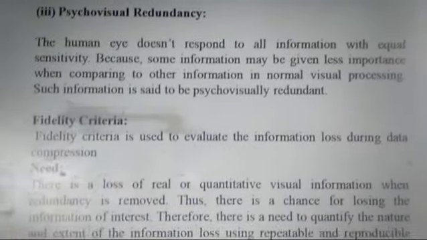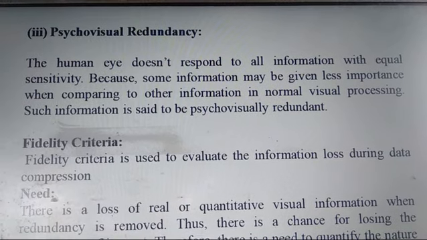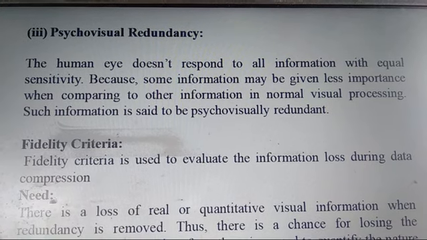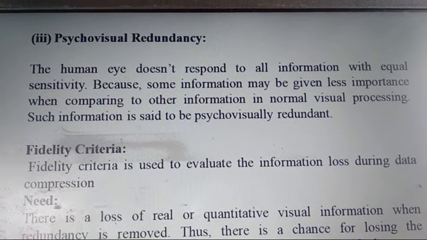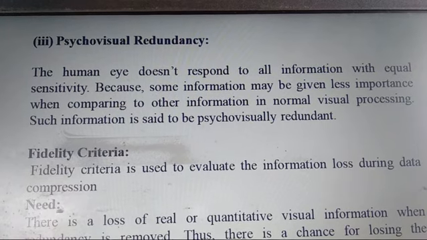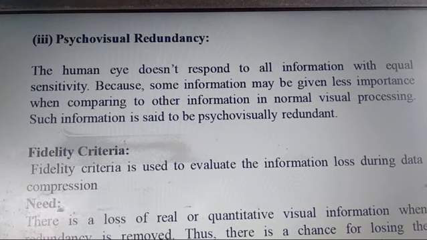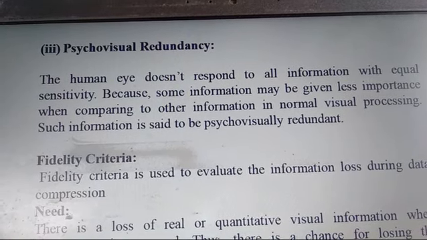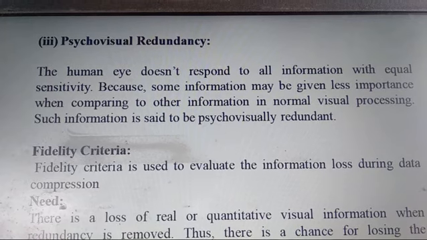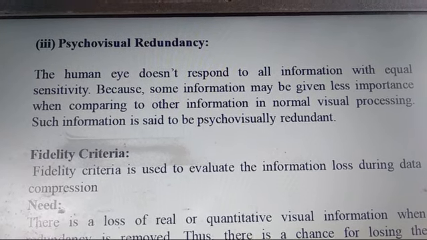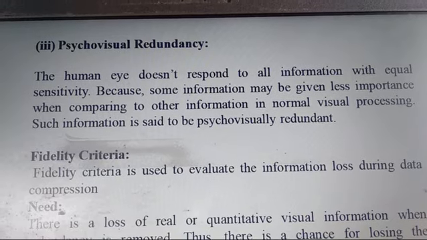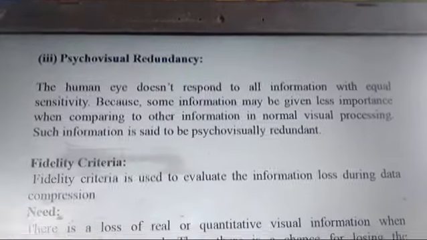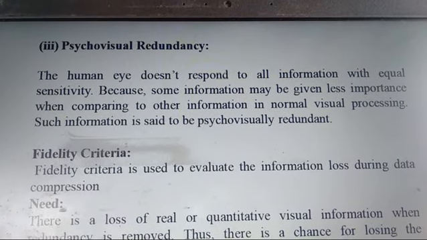Next is the psychovisual redundancy. The human eye cannot see all the information. It is sensitive to only some part of the information. The human eye doesn't respond to all information with equal sensitivity. Some information may be given less importance compared to other information in normal visual processing. Such information is said to be psychovisual redundant. So these are the redundancy techniques which we have seen.